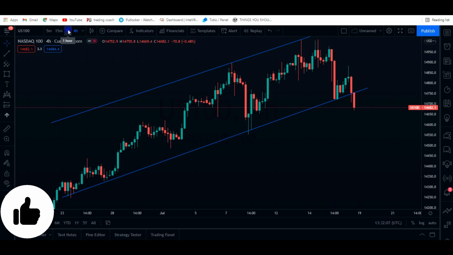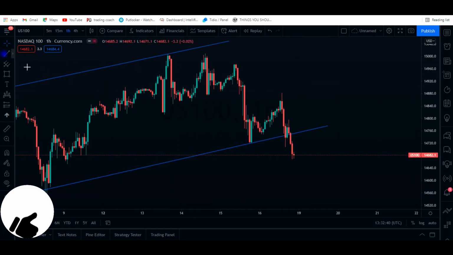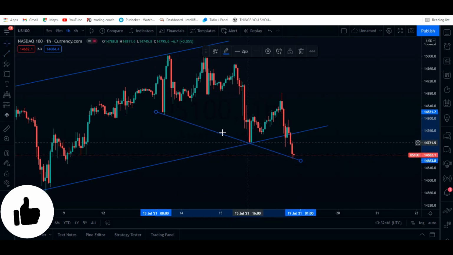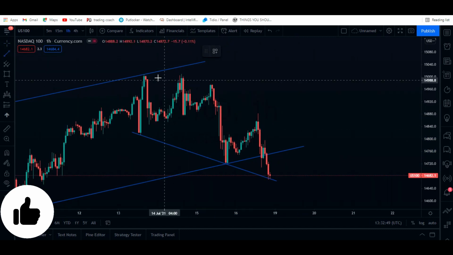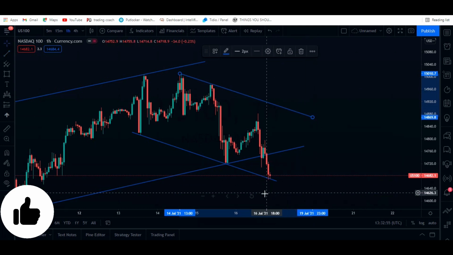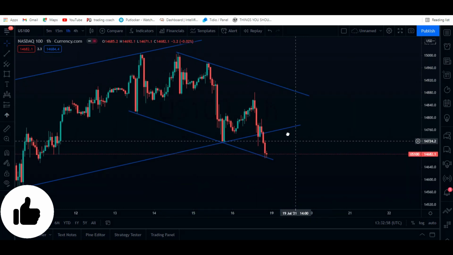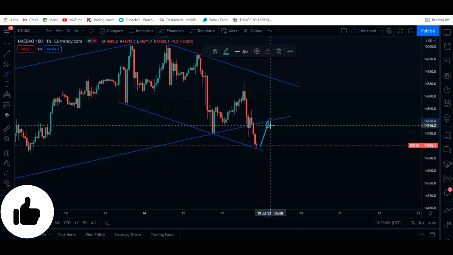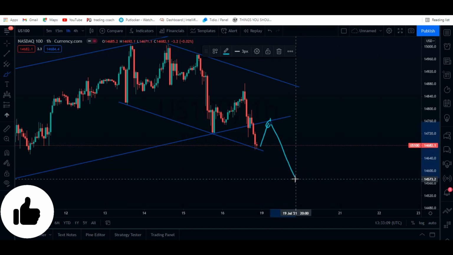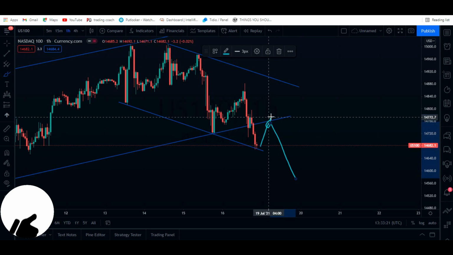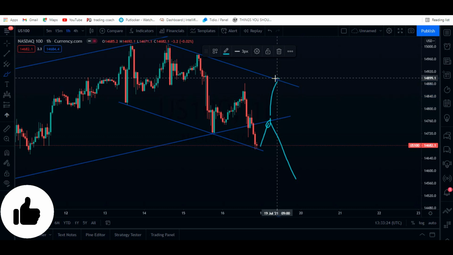Now let us switch to a smaller time frame. On a smaller time frame, this is where the market is currently at. So what I'm anticipating is that the market will continue going up, maybe give us a retest here and then continue going down. That's the first possibility, and if that's not the case, then we know Nasdaq is a bullish market. We're going to continue going up, at least up until these areas right here.